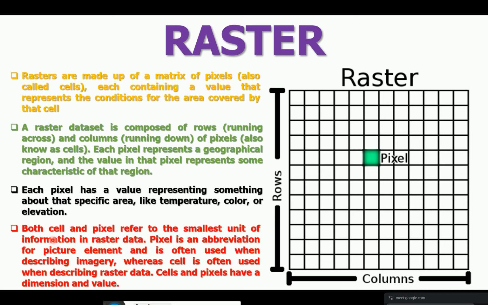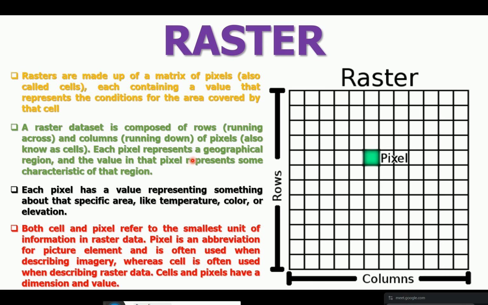So there is a difference between a cell and a pixel. You cannot say this is a cell, this is a pixel. Every pixel is a cell, but every cell is not a pixel. So a raster is comprised of rows and columns. A pixel is also known as a cell. Every pixel is a cell, but every cell is not a pixel.